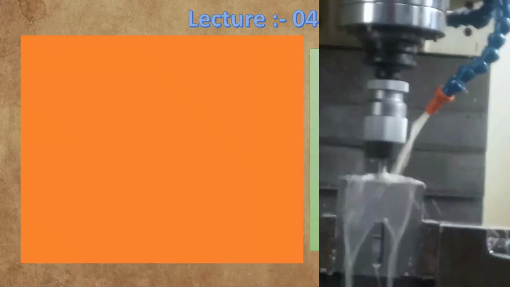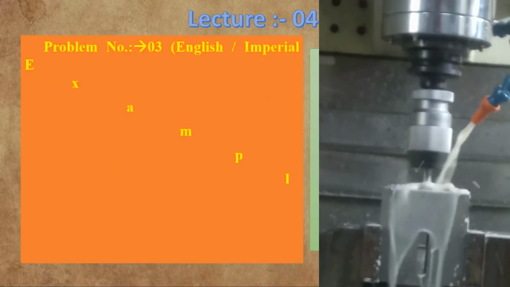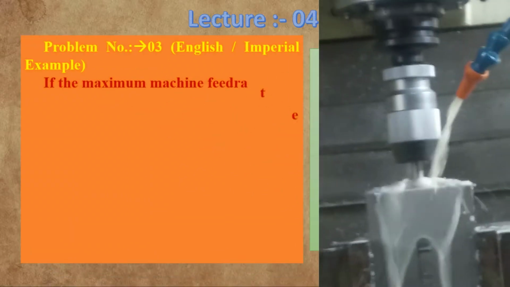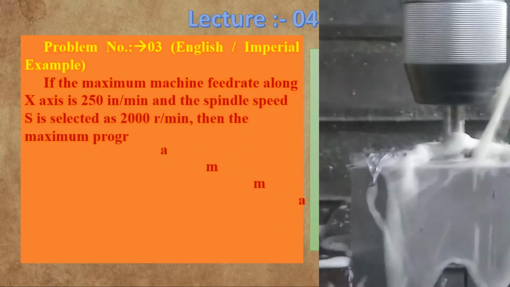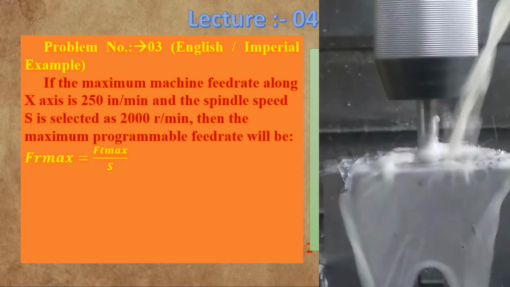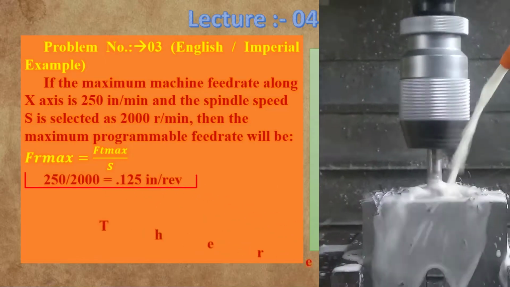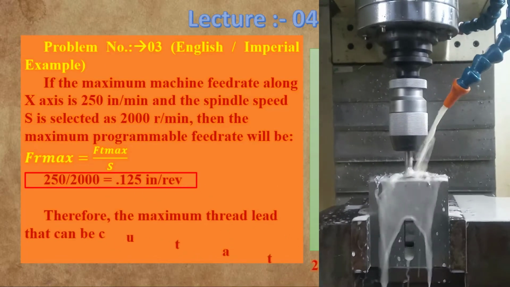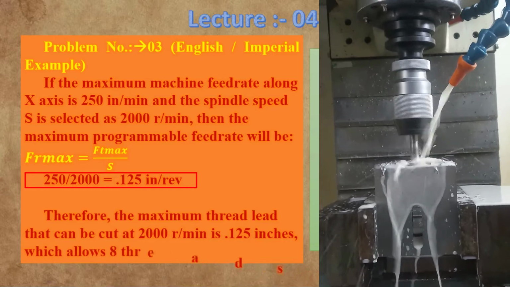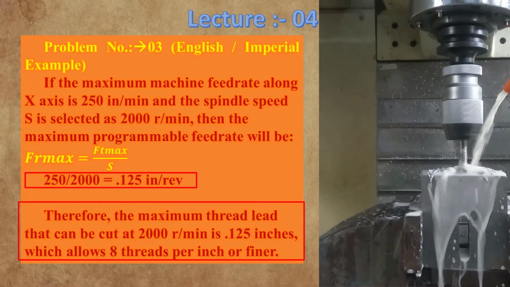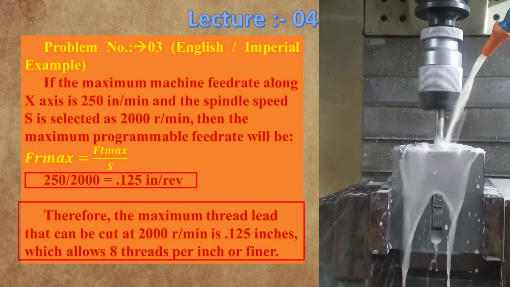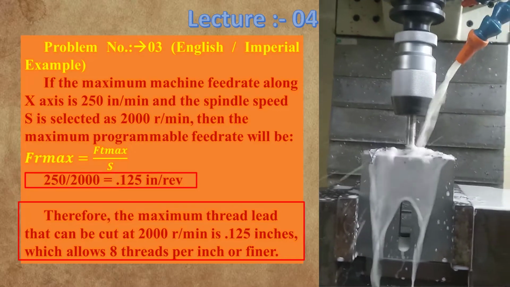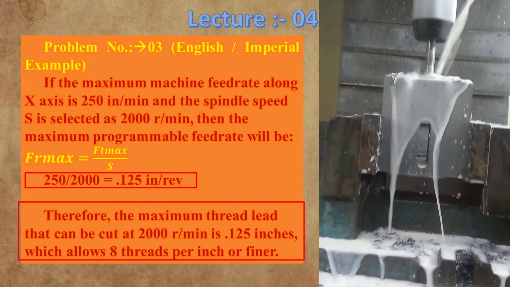Now I am going to discuss a few problems. If the maximum machine feed rate along the X-axis is 250 inch per minute and the spindle speed S is selected as 2000 revolutions per minute, then the maximum programmable feed rate will be 250 divided by 2000, equal to 0.125 inch per rev. Therefore the maximum thread lead that can be cut at 2000 revolutions per minute is 0.125 inches, which allows 8 threads per inch or finer.